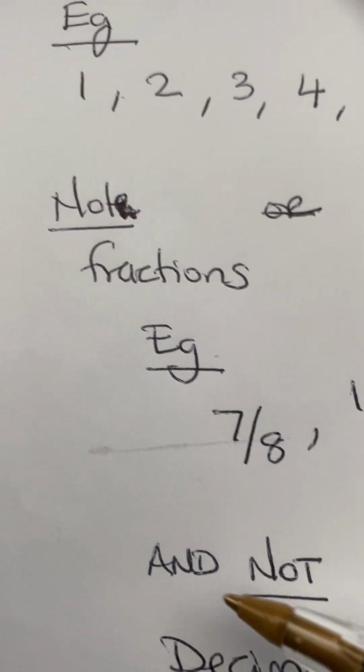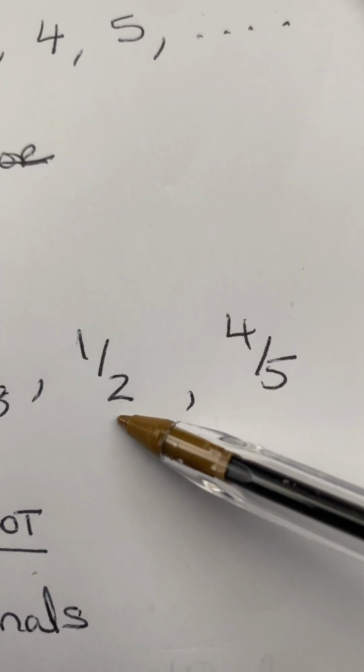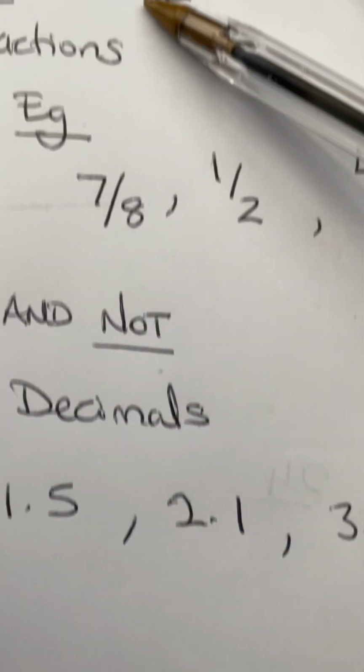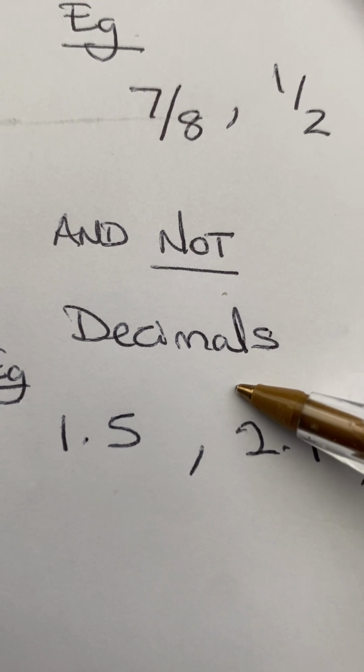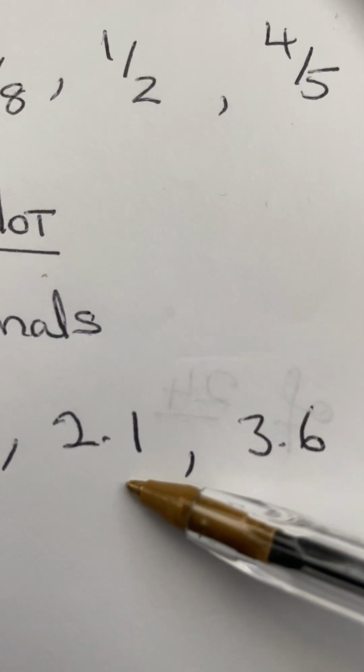An example of a fraction is 7/8, half, 4/5, and we do not consider decimals like 1.5, 2.1, 3.6.